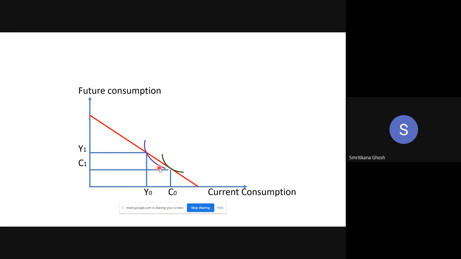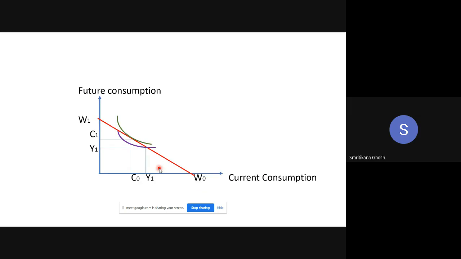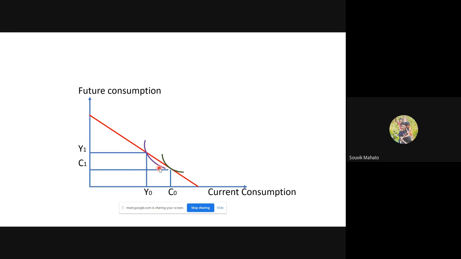Any query? Ma'am, can you repeat this diagram once more? Which one? This one? Ma'am, the last one. This one? Yes, ma'am. Okay.